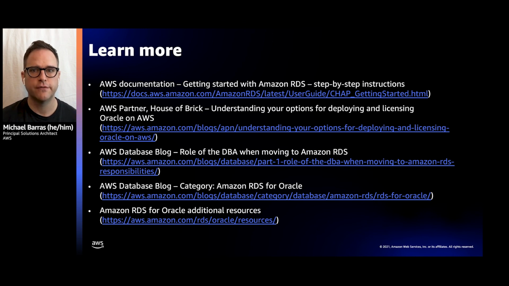AWS documentation is the first stop for everything you need to know about running services like RDS. Feature design, use cases, best practices, and command references are all covered here. AWS also has a large ecosystem of partners who are ready to help out with your migration. This blog from partner House of Brick covers many of the options for licensing Oracle on AWS. And our own AWS database blog is full of helpful content from our AWS solutions architects. You can check out the entire category, but I do recommend starting with the role of the DBA when moving to Amazon RDS. And finally, our RDS Oracle resources page has additional information, including case studies, papers, and other videos like this one.